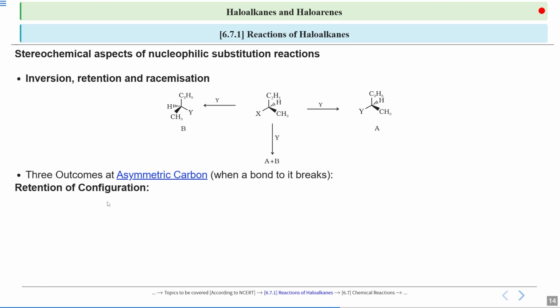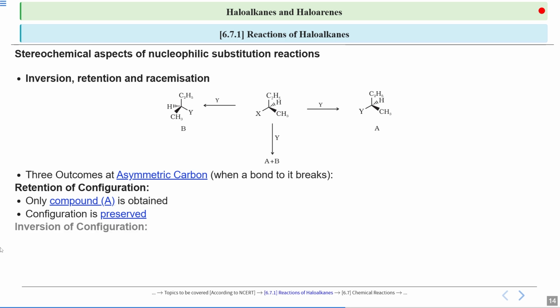First is retention of configuration. Only compound A is obtained after the retention of configuration. You can see the configuration around the asymmetric carbon is the same. The general configuration of groups around the asymmetric carbon remains the same in the A product, so only compound A is obtained during retention. The configuration is preserved in this case.